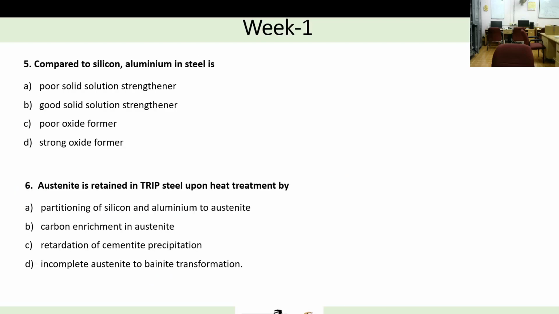Now we'll go to the next question. Question number 5. Compared to silicon and aluminum in the steel, what is the effect on solid solution strengthening and the tendency to form oxide? Which will have the higher solid solution strengthening effect and oxide forming capability?